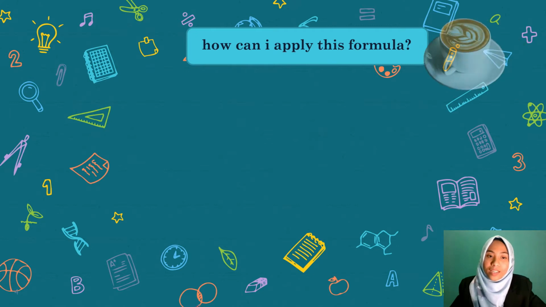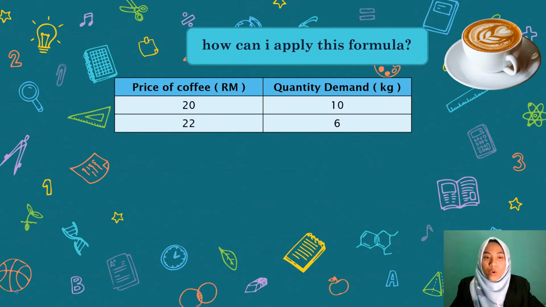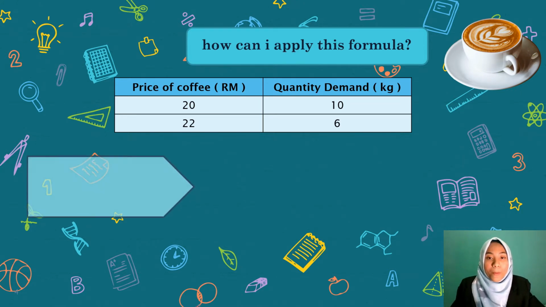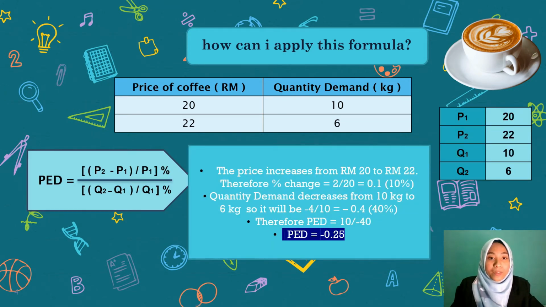So we can take an example like demand for coffee. Look at the table. When the price of coffee increased from RM20 to RM22, then the quantity of coffee demanded decreased from 10 to 6 kg. So the question is, what is the price elasticity of demand? By using this formula, you can see the label at the right side, okay? So P1 is 20 ringgit, P2 is 22 ringgit, Q1 is 10 kg and Q2 is 6 kg.